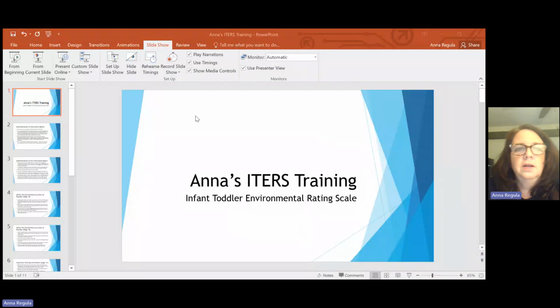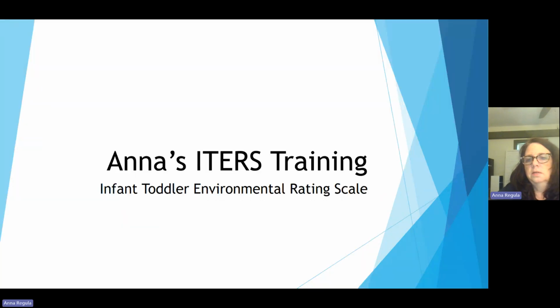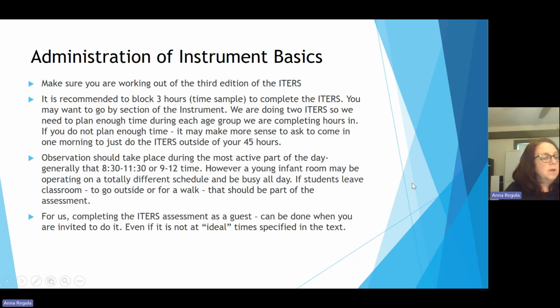All right, so I'm going to start here from the beginning. I'm on the ITERS edition 3. Okay, and hopefully you can see this. Anna's ITERS training. Okay, so I went right to page 9 where it says administration of the scale.